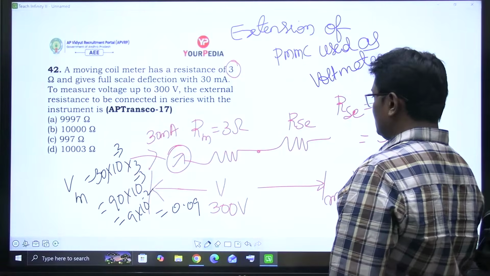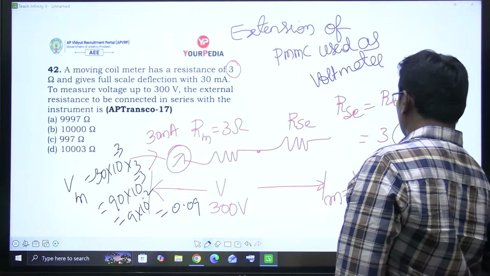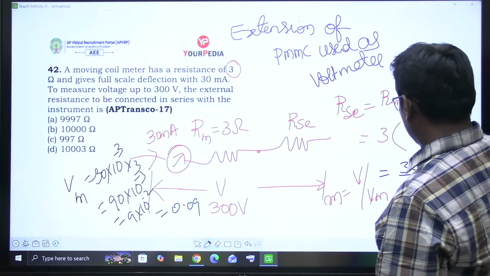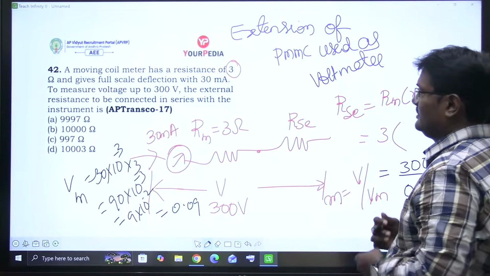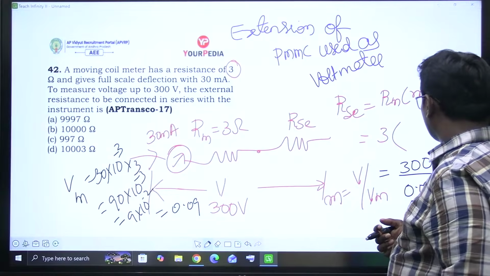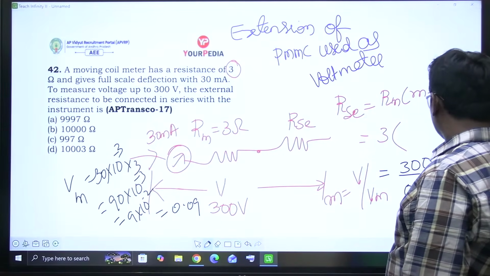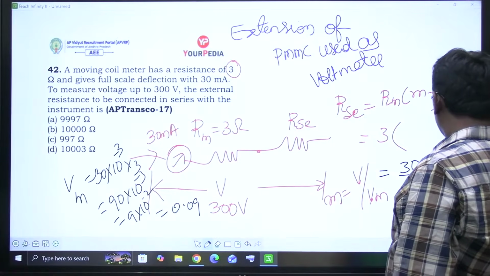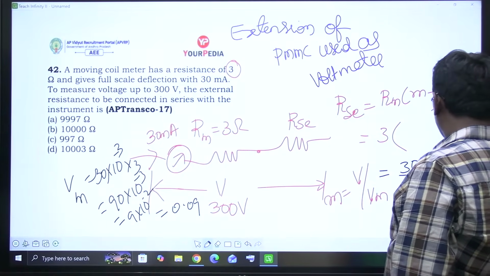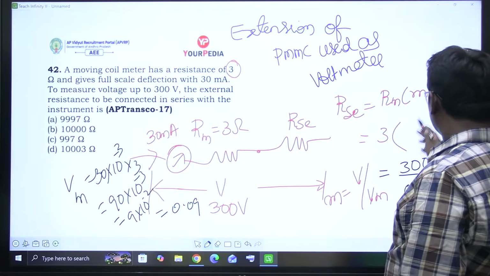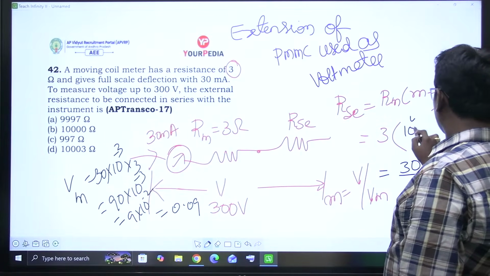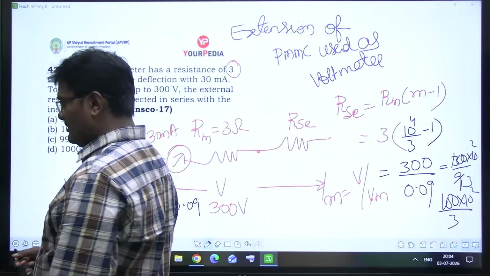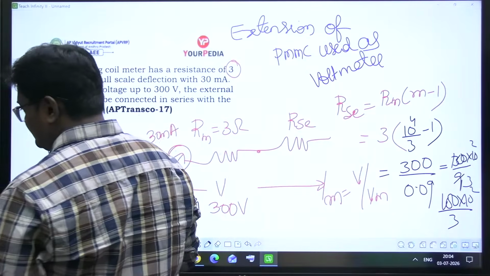0.09. So V is how much? 300. This is 0.09. So V by Vm is 0.09, correct. So you have to substitute that here. So this is 300 into 10 square by 9, so 100 into 10 square by 3. So you substitute here, 10 power 4 by 3 minus 1. What is the answer? Tell me, I don't have a calculator. What is the answer for this one?